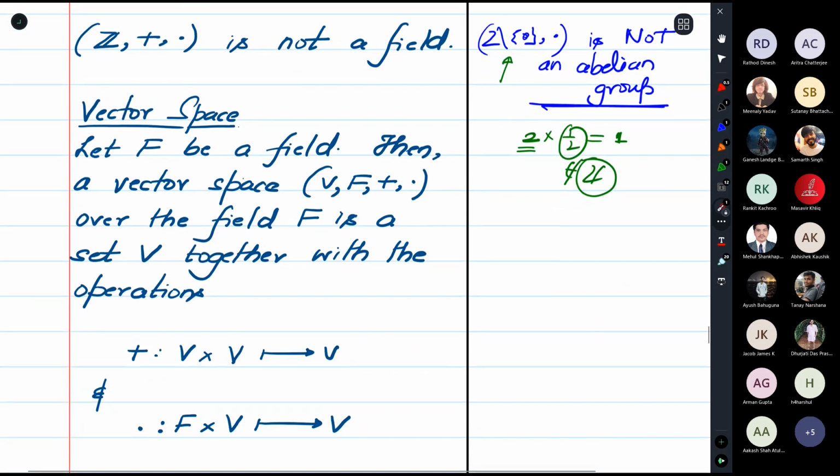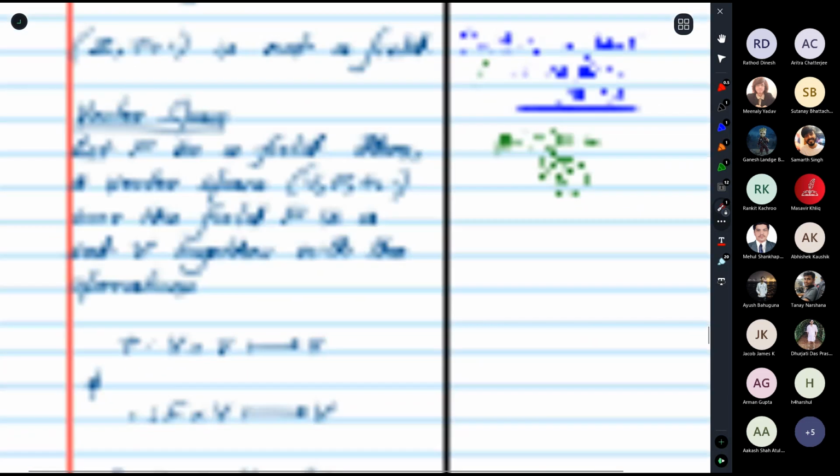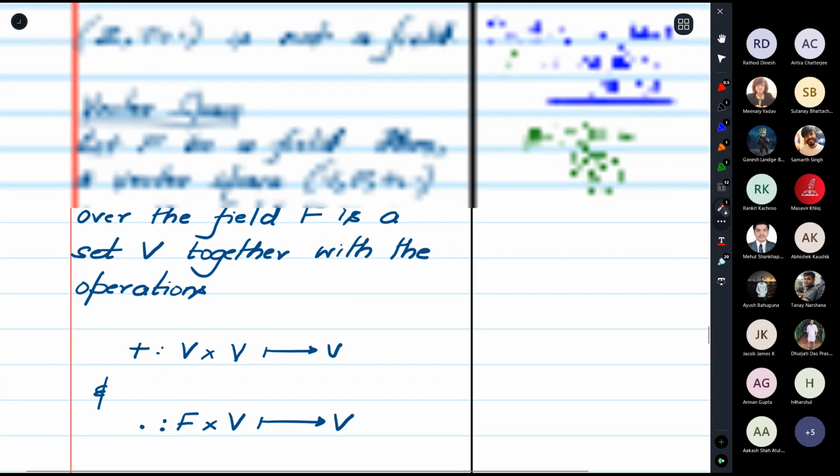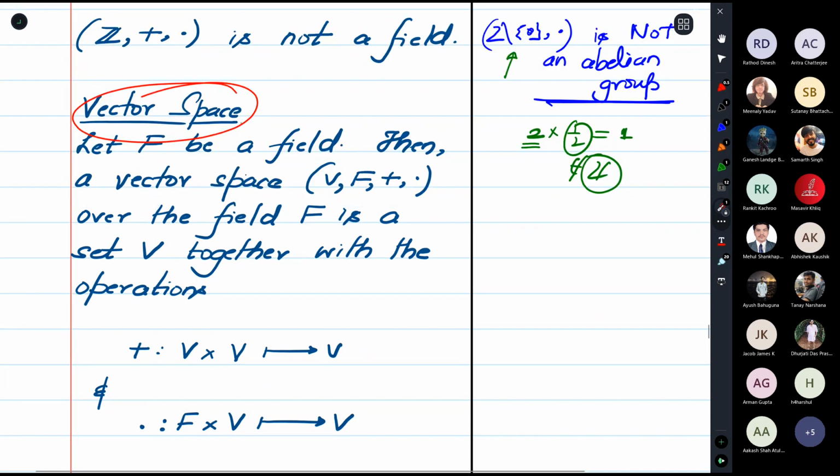Okay, and the last concept that we will be discussing today is that of a vector space, right? So again, like groups and fields, vector spaces are also abstract concepts, right? In order to define a vector space, I need 4 things. One is a set V, other is a field F, and these two operations, right?